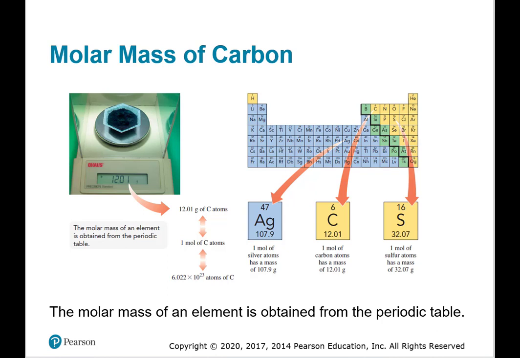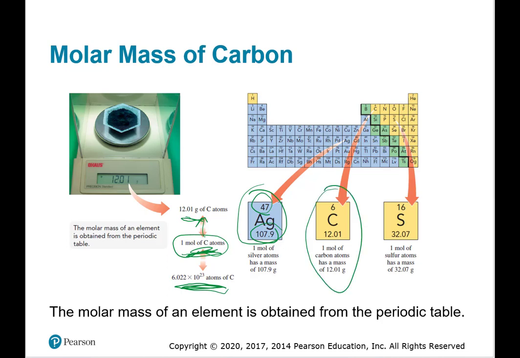The molar mass of an element is obtained from the periodic table. Notice that when we see silver, for example, we know this top number is the atomic number, which is how many protons it has. But down here on the bottom, this number, the average atomic mass, we use for the molar mass. And in our last lesson, we learned that there's 6.022 times 10 to the 23rd atoms in 1 mole of carbon. Now we're going from moles to mass, and we know that 1 mole of carbon has a mass of 12.01 grams. We see that on the periodic table. Notice that sulfur, 1 mole of sulfur has a mass of 32.07 grams.